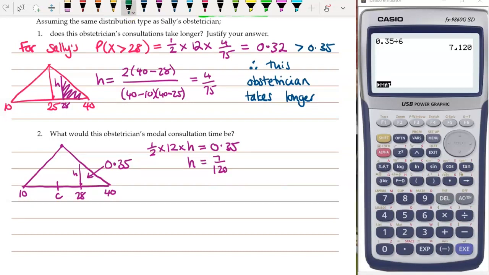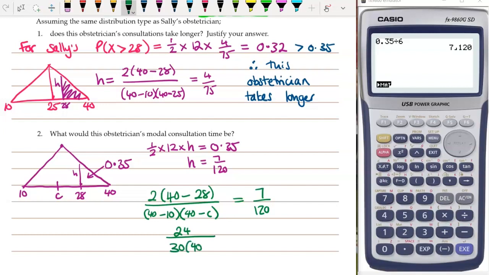Now, on the formula sheet, we will use the formula 2 times b minus x over b minus a, b minus c, which would give us that height of 7 over 120 at x is 28. So let's pop in 28 for the x and pop in b is 40. So we've got a 40 here and a 40 there. We've got a is 10, and from there we can work out c. So 40 minus 28 is 12. Times it by 2, we have 24. And then on the bottom here, we have 30 times by 40 minus c. Set that equal to 7 over 120.